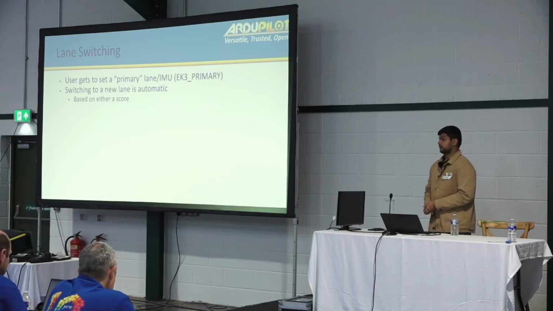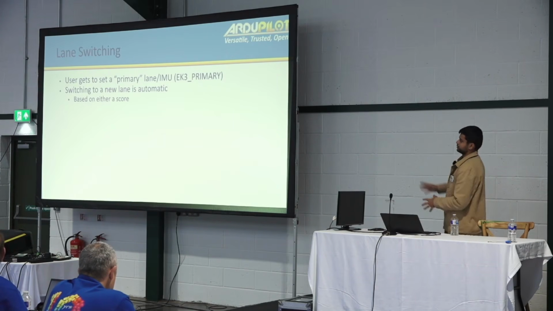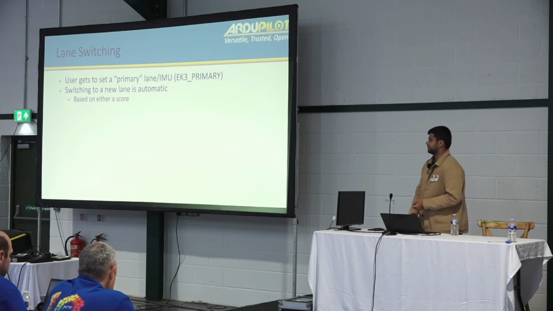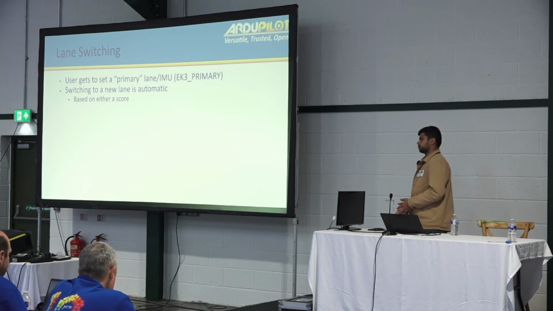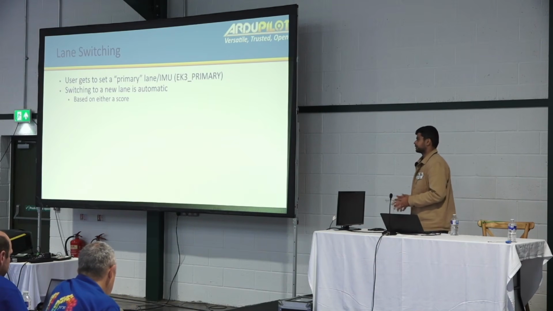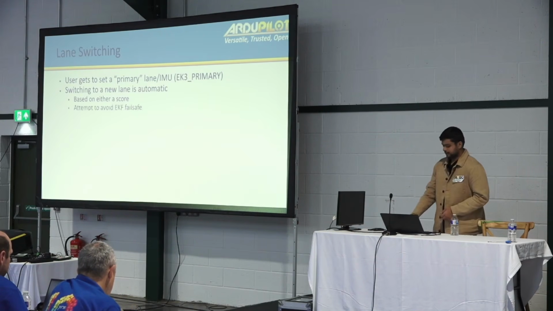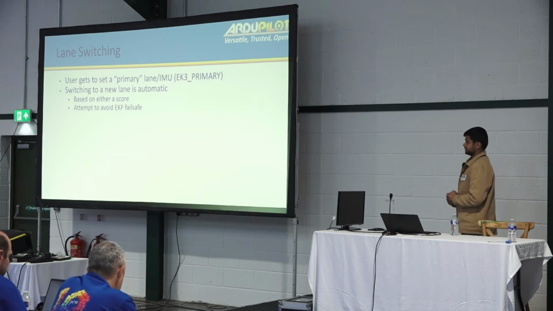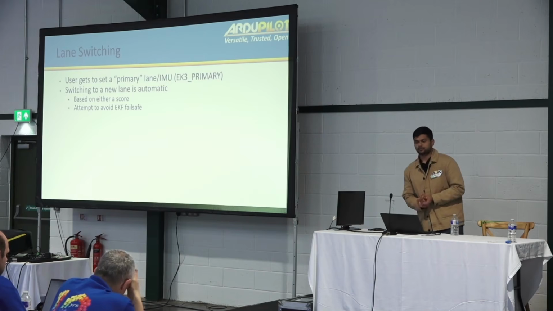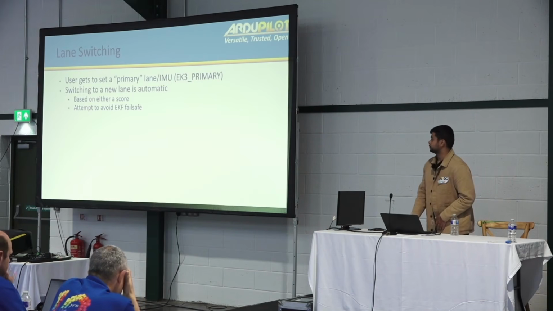It's based on a score. So I won't talk too much about this, but it's basically based on a score that we give to each lane. And if for whatever reason the score for one is higher than the other by some margin, which is configurable, then we'd switch to a new lane. And the other is if the vehicle is trying to avoid going into an EKF failsafe sort of situation, so it'll try to switch to a new lane.